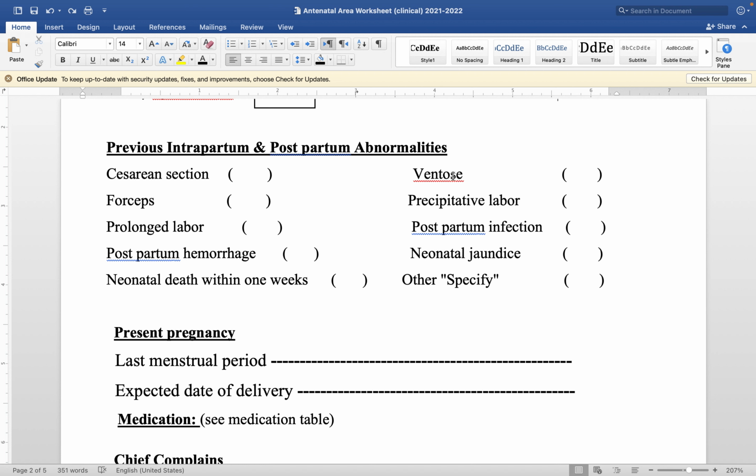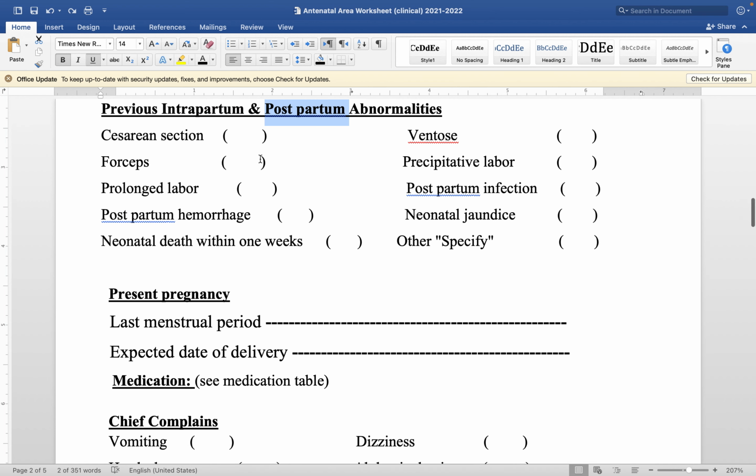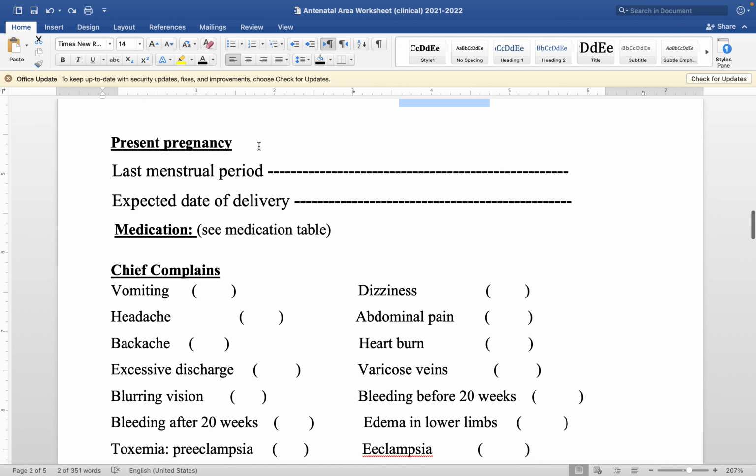like was it a cesarean section, was it an assisted delivery, did they use vacuum or forceps. And again, intrapartum means during labor and delivery, postpartum means after delivery. Okay, if she had prolonged labor, we're going to talk about this in detail in the lecture, and also when we talk about the partograph during labor, postpartum infection, neonatal jaundice, and postpartum hemorrhage. If you notice, we have complications related to the baby and related to the mother, and definitely if there are others, they should be listed.